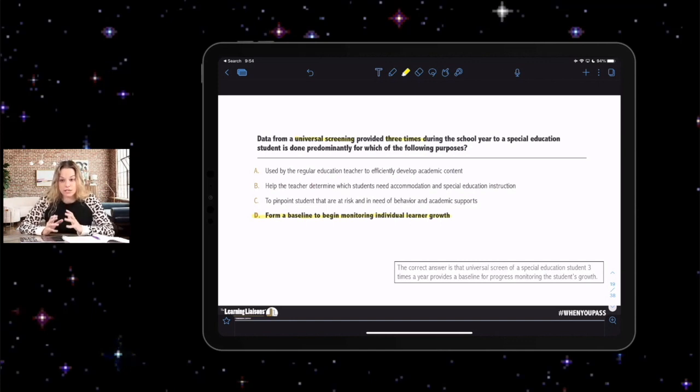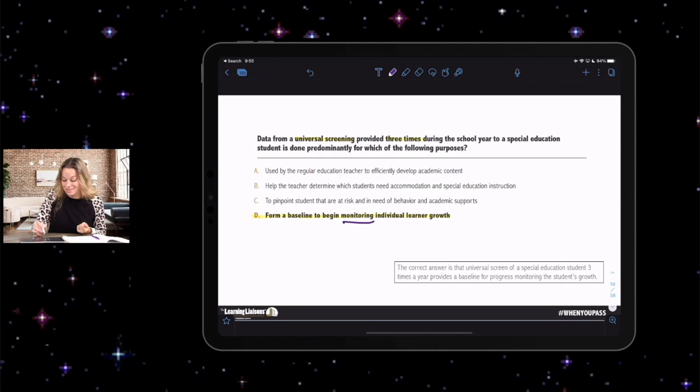The correct answer is that universal screening of a special education student 3 times a year provides a baseline for progress monitoring for students' growth. We are always looking for growth, whether we're talking about our gen ed students or our special education students, or we're talking about a student who's in primary or somebody who's ready for graduation. We are always looking for some type of a baseline so that we can monitor what their growth is, what they need in order to get there, and any of the supports that would be beneficial to them.